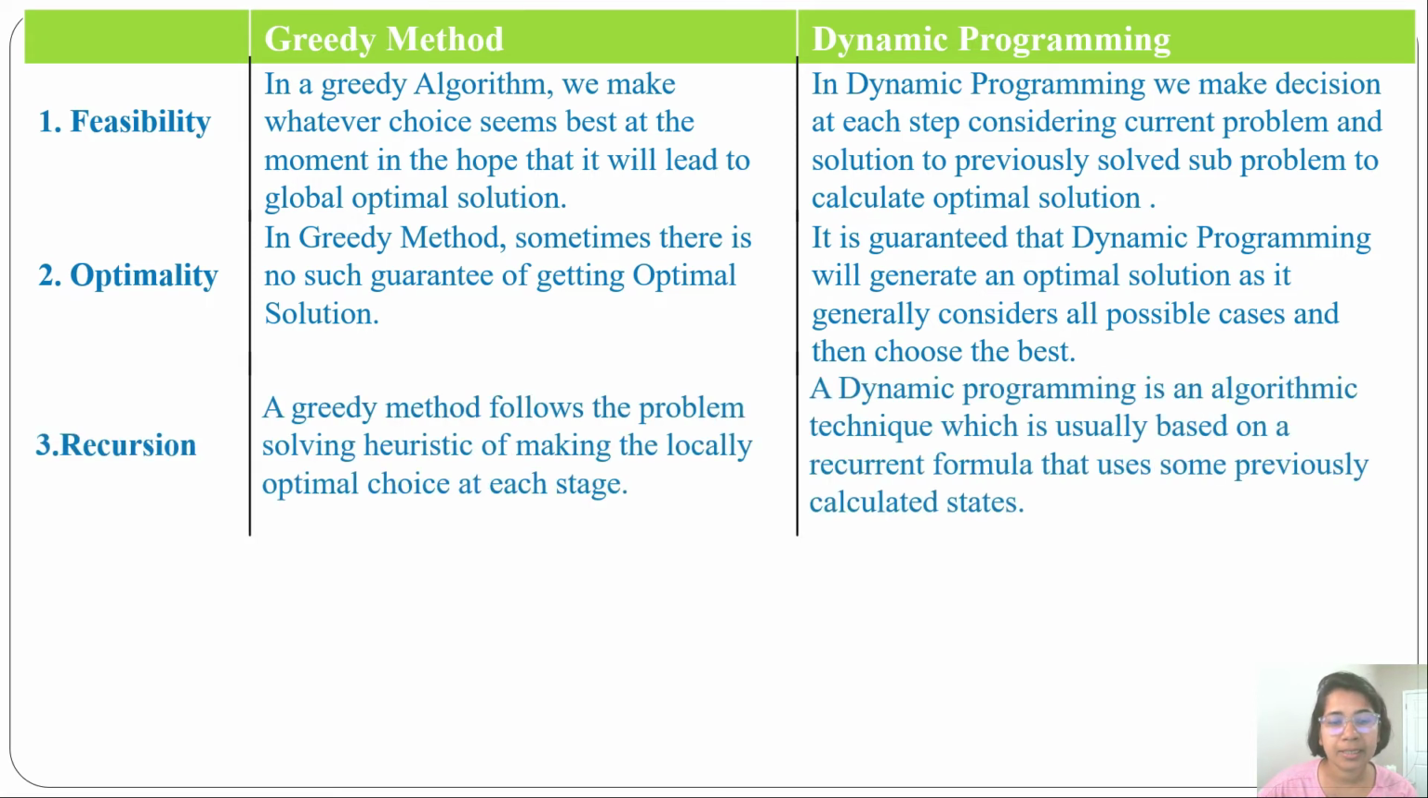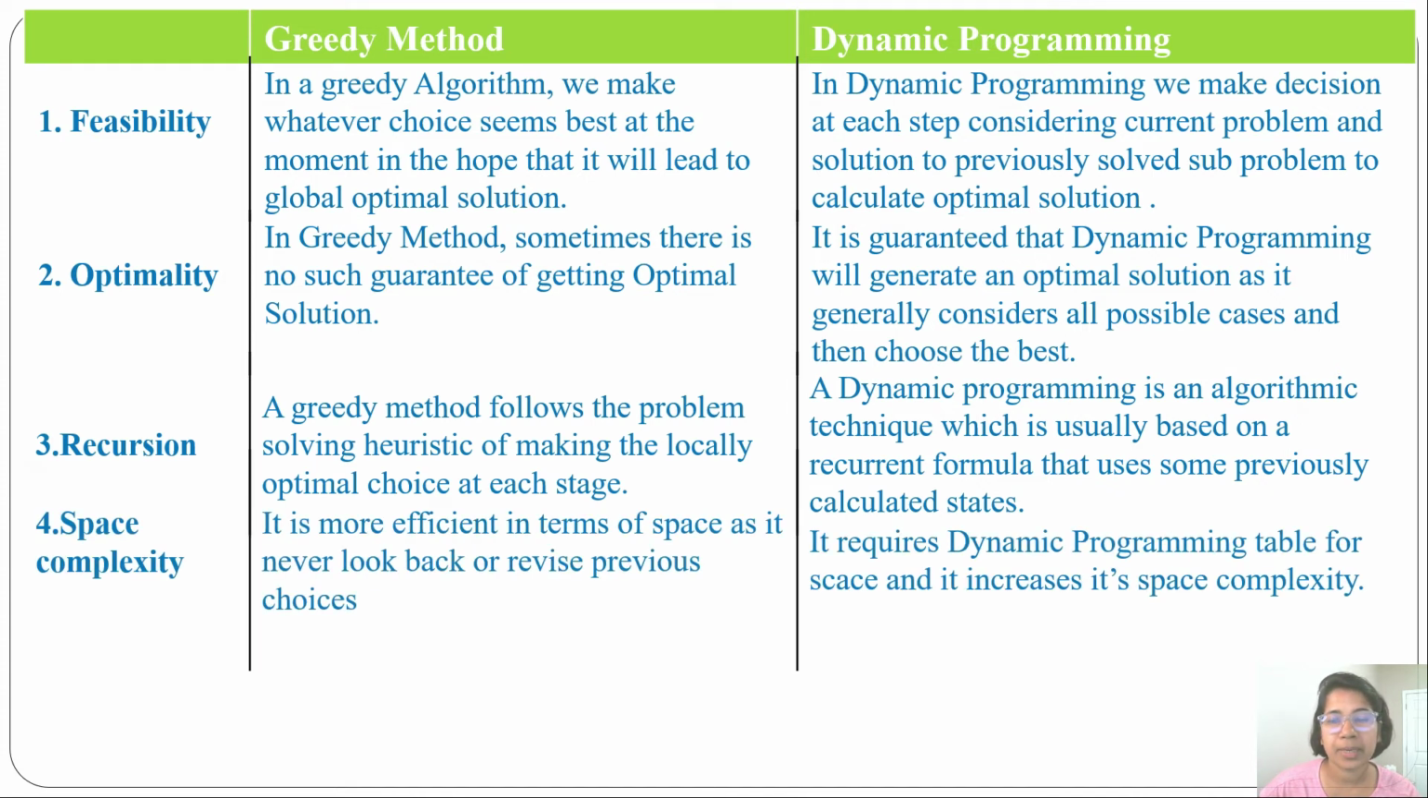Next is recursion. A greedy method follows the problem solving heuristic of making the locally optimal choice at each stage, whereas dynamic programming is an algorithmic technique that is based on a recurrence formula that uses some previously calculated states. So dynamic programming uses the recurrence formula where greedy method doesn't.